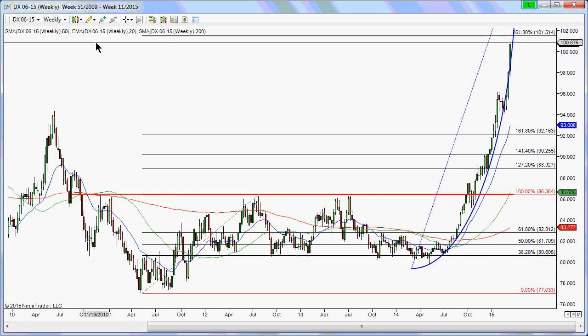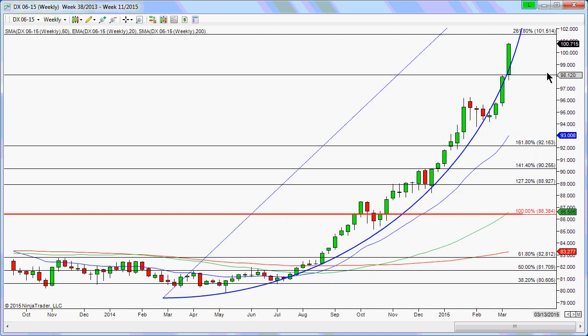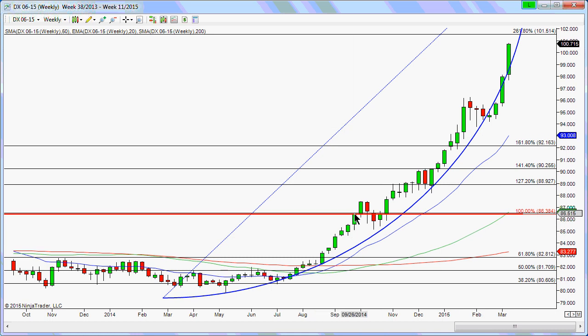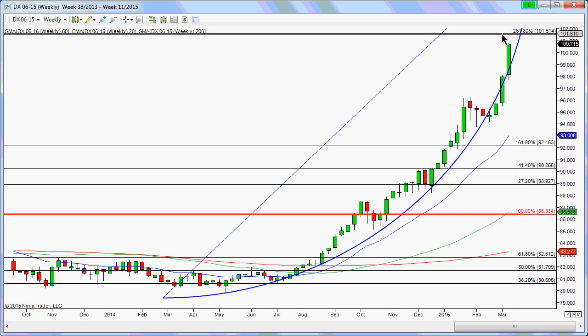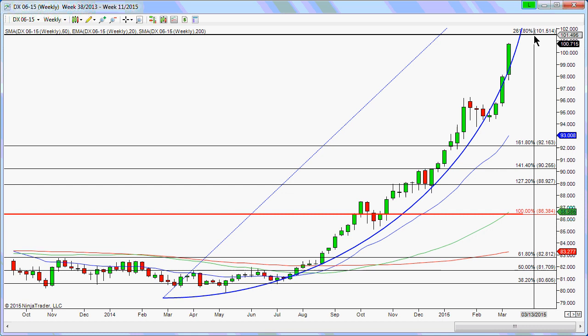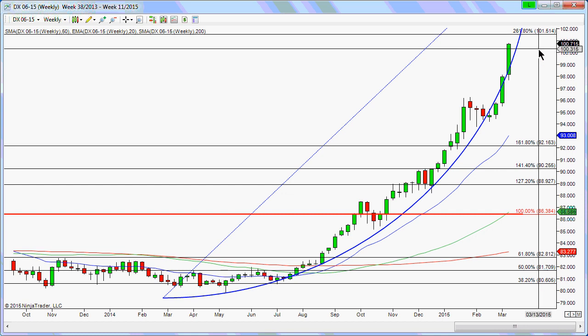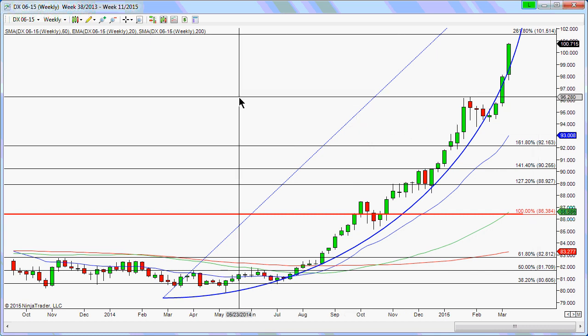Okay, so let me zoom in on this, and then we could take a closer look, right? So this is the parabolic move on the dollar now. You can see I've got this arc drawn in here, and here's the 261 extension based on this Fibonacci retracement level. So keep an eye on this 101.50. That could be one of the levels, because there's some confluence within this 101.30, 101.50 area. And we're going to talk about that a little bit more here.